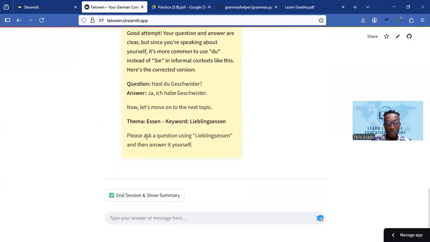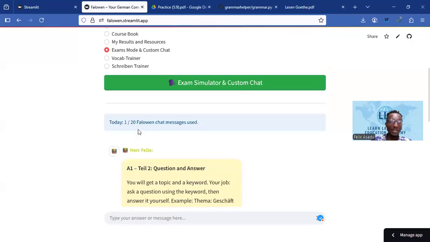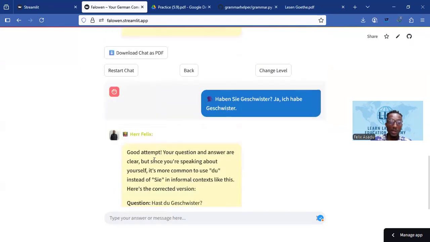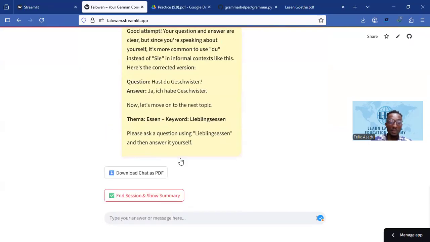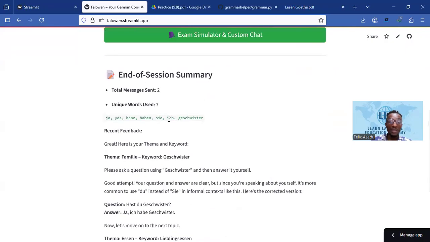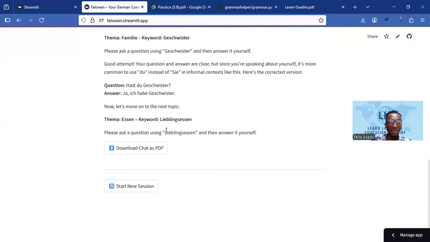The more you do it, if you are done or you want to end it, I've limited it to 20 chats a day. So the more you are chatting, it's counting to 20, right? So when you are done, you can just click end summary and show results, and you get a summary of everything that you have done with your keywords and everything. And you can download it as PDF and send it to me, and I'll check it for you.